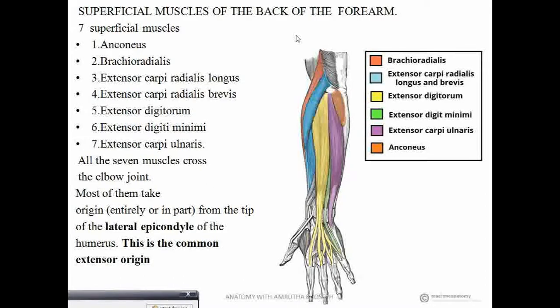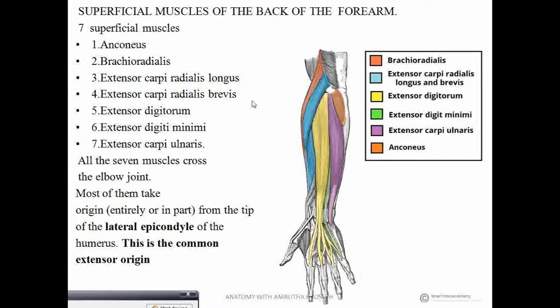Superficial muscles of the back of the forearm. Now let's see the posterior compartment of the forearm, where the superficial muscles will be dealt with first, which are 7 in number. We have seen the flexor compartment of the forearm, where we divided it into superficial and deep compartments. Here we are again dividing it into superficial and deep muscles. First, let's see the superficial muscles.